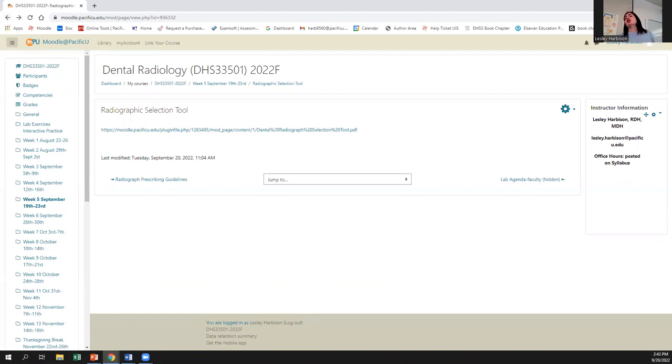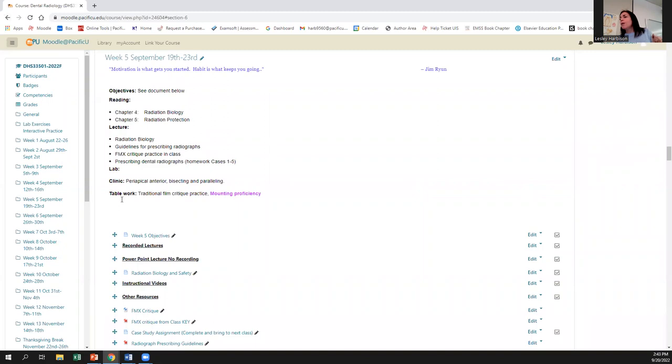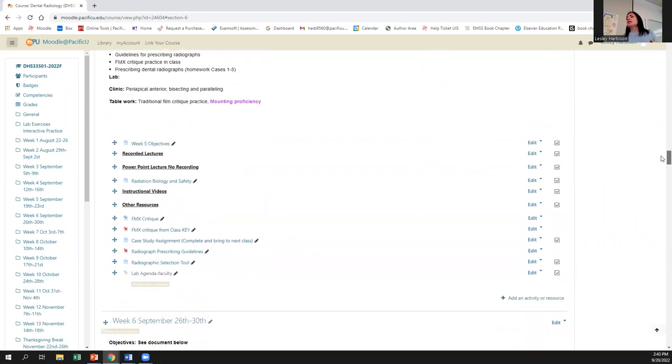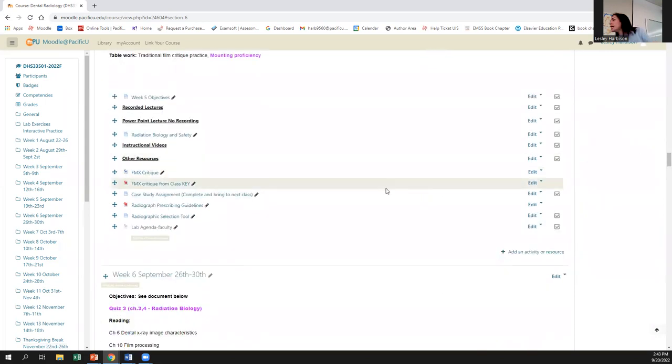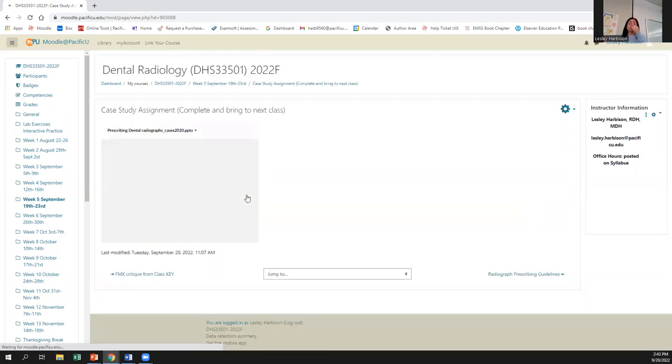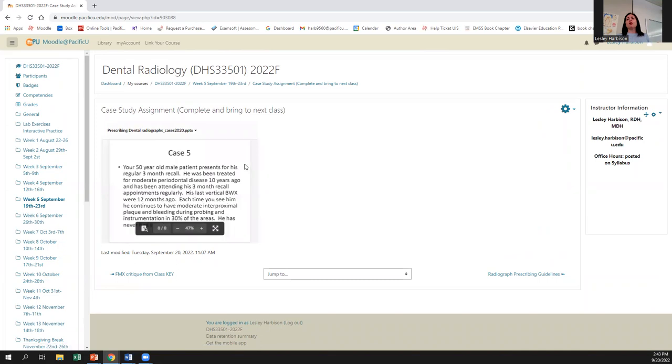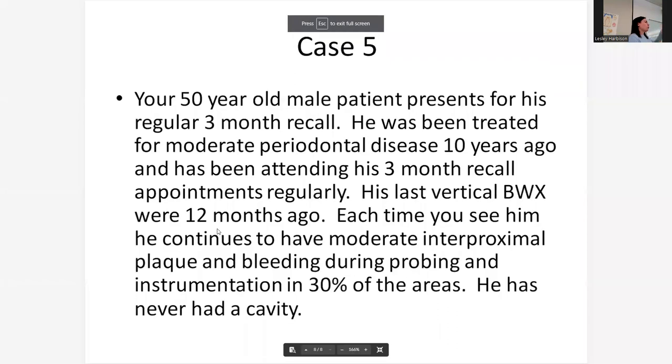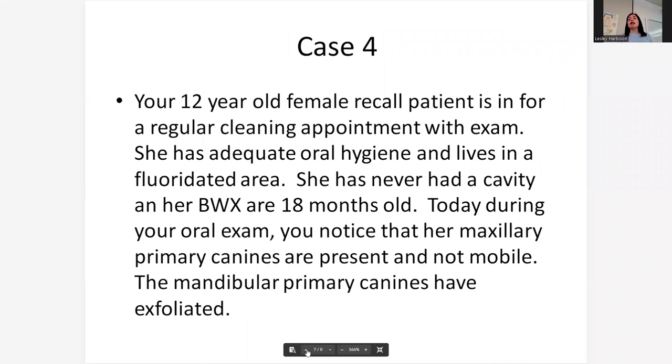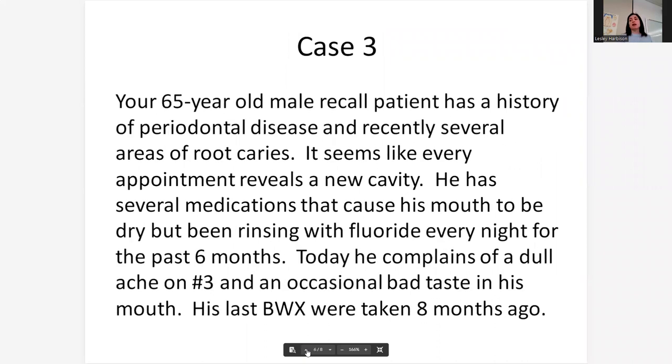I think I took off all the answers. I had this uploaded with all my answers in the notes, and I think I went through and deleted it. But if you go down here in the Moodle, make a note of this so you don't forget: it says case study assignment, complete and bring it back to class. You don't have to print this whole thing out. Just on a piece of paper, say case 1 through 5, and answer the situations utilizing those tools, the guidelines that I just showed you.